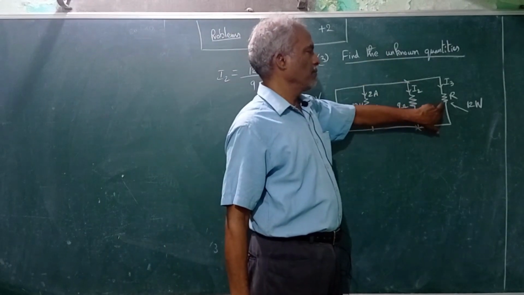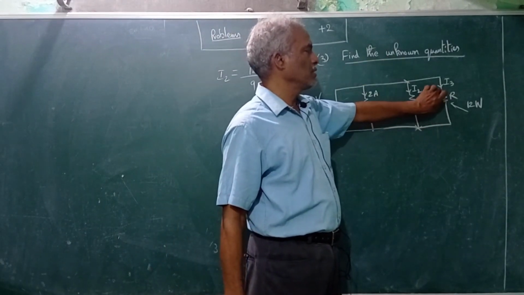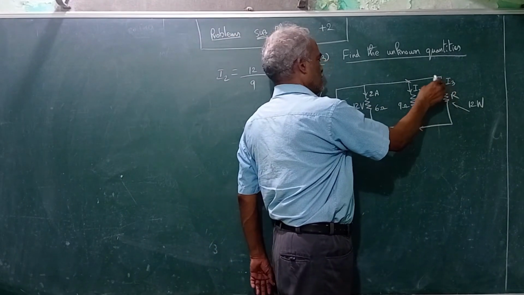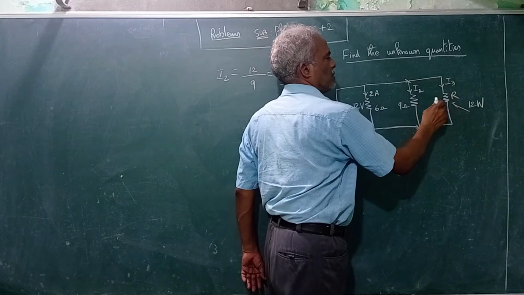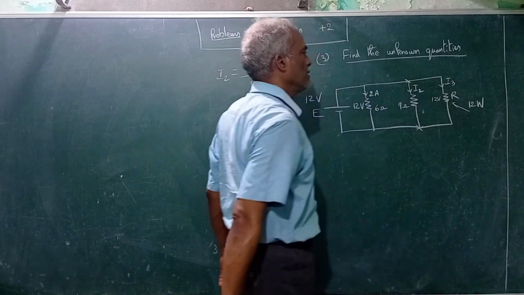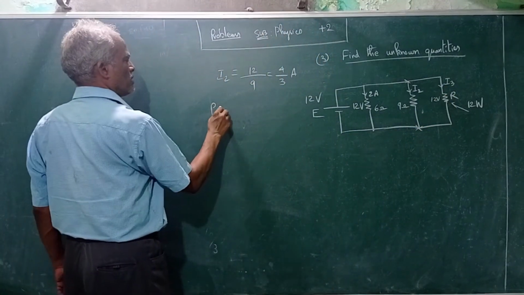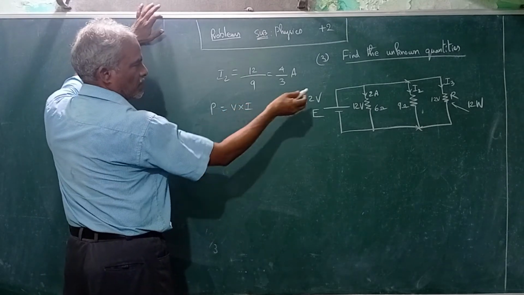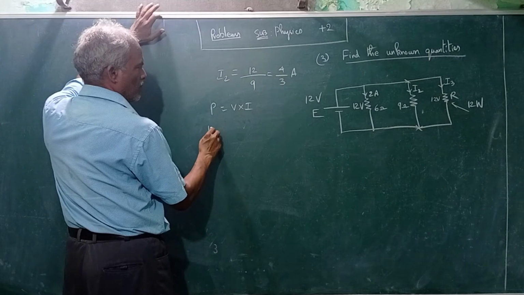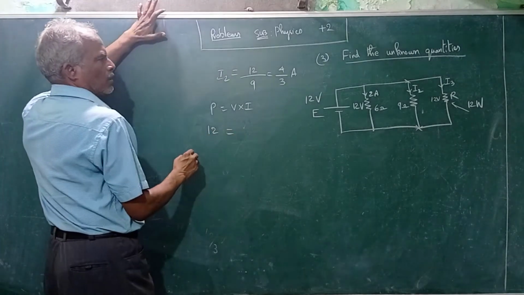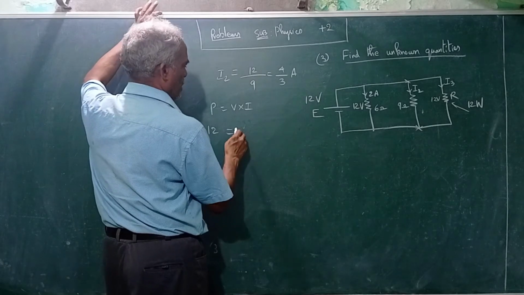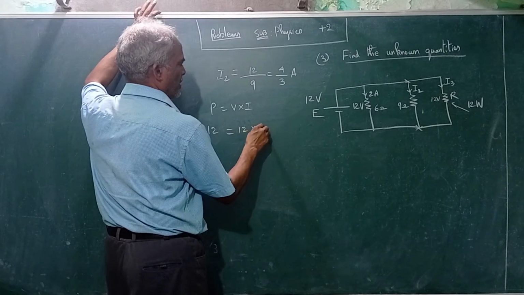Next we have 12 volts, power consumed by this resistor. The voltage across this resistor is the same voltage, 12 volts. That means here we have 12 volts. So power we know, power is equal to V into I. Okay, now power for that resistor is given as 12. The voltage across that resistor also we know it is 12. Now we can find the current.